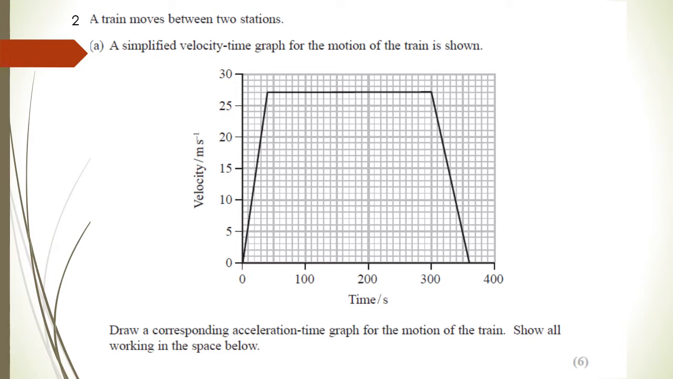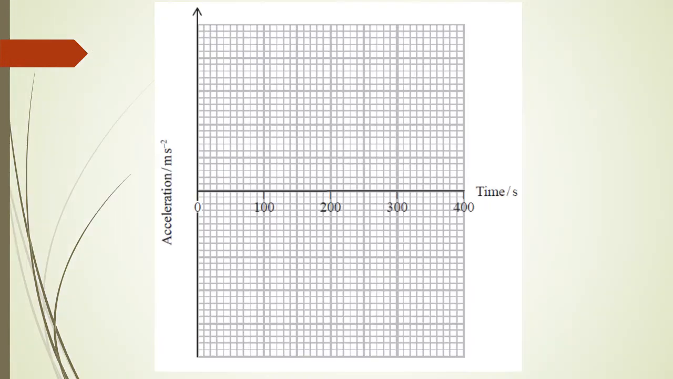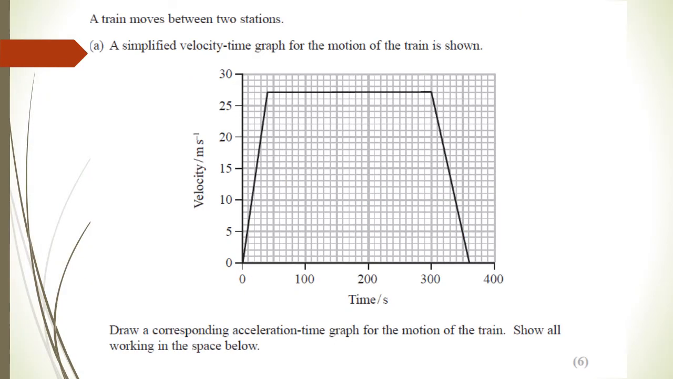It's a 6-mark question. What you have to do is draw an acceleration time graph corresponding to this velocity time graph. So how can we do that? In the same question, they have given the acceleration time graph paper, so you have to draw on this graph paper. Let's see once again how we can find the answer.